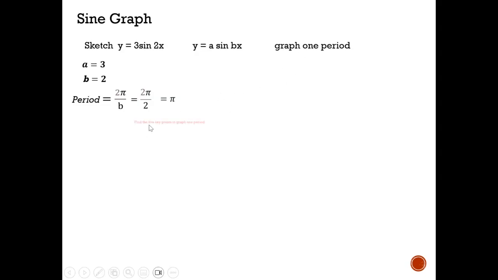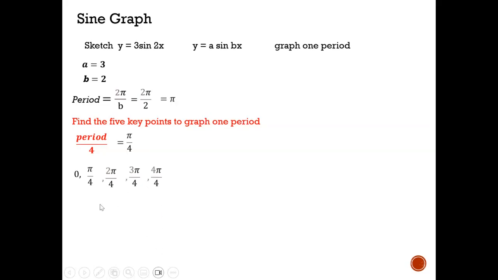Okay, now, but we need to find the other 5 key points. So how do we do it? We divide the period by 4. So pi divided by 4 will give us pi over 4, which means we're going to count by pi over 4. And the 5th point has to give us pi in order to verify that we did it correctly. So we start with 0, then pi over 4, 2 pi over 4, 3 pi over 4, 4 pi over 4, and let's see what simplifies. The 2 pi over 4 simplifies to pi over 2, then the 4 pi over 4 simplifies to pi. Notice, guys, the period matches the last point, so we know it's correct.